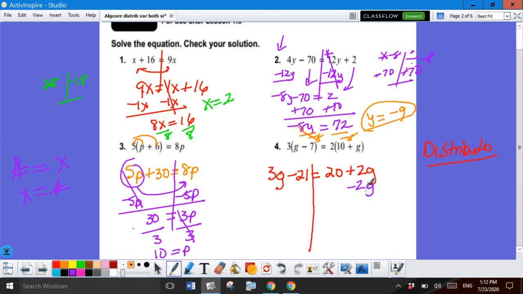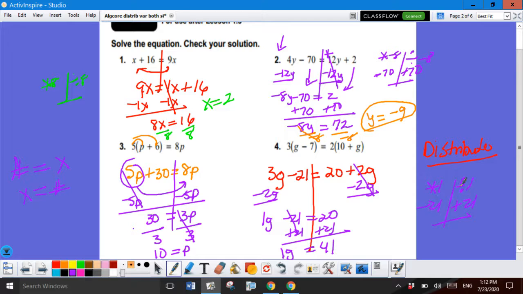Okay, let's see how you did. Positive 2g becomes a negative 2g. Subtracting my 2g, cross out. 3 minus 2 is 1. Okay, so now I know this is times 1, divide 1, minus 21, plus 21. So the first thing I have to do is move that 21. So 1g is equal to 41.